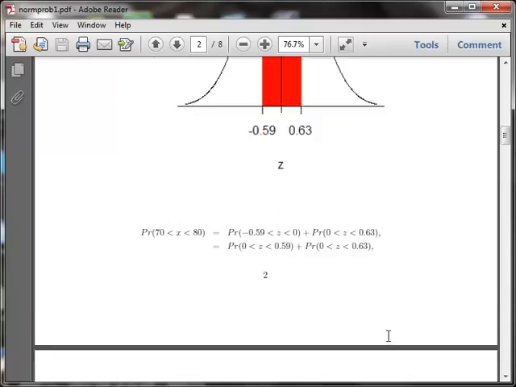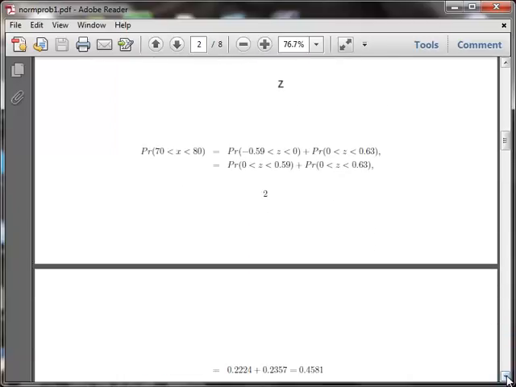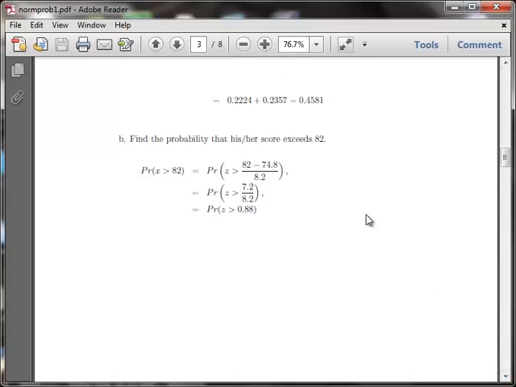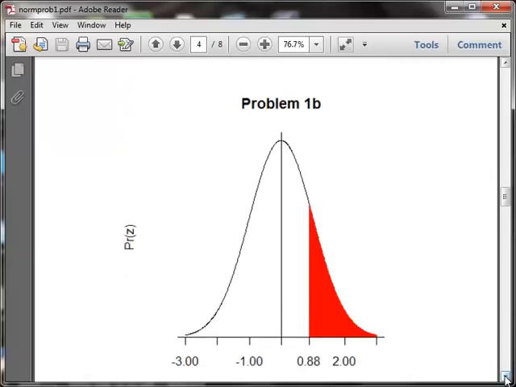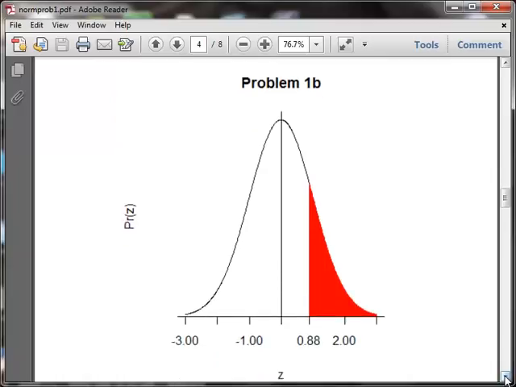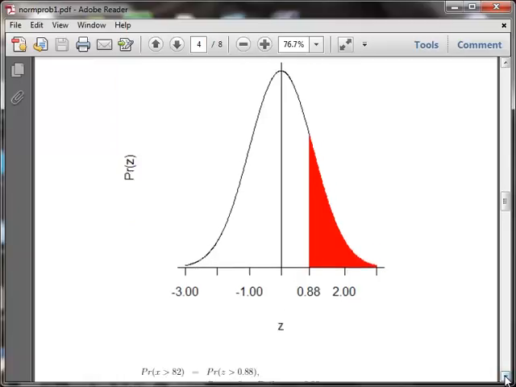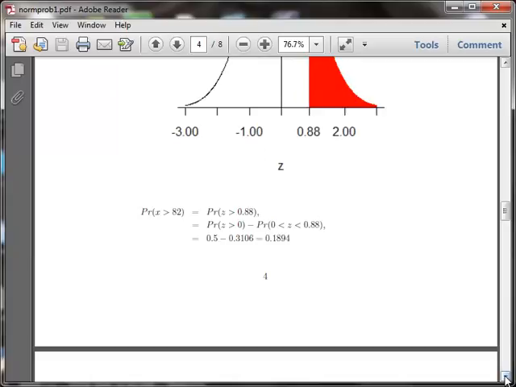Oh, sorry about that. Went wild with the scroll bar. So you have the probability that z is greater than 0.88. And here's your picture. It starts at positive 0.88 and essentially goes to positive infinity. So we have everything to the right of 0.88.